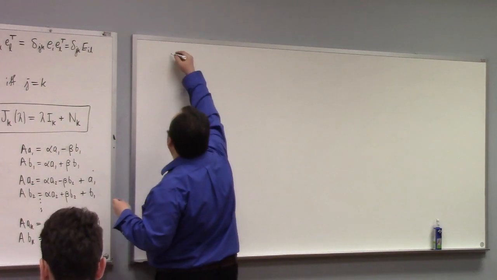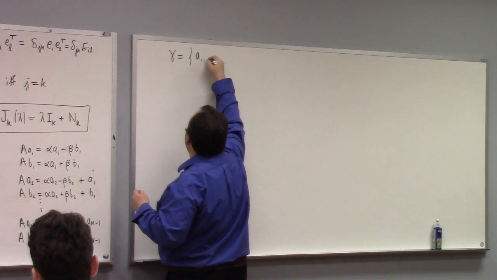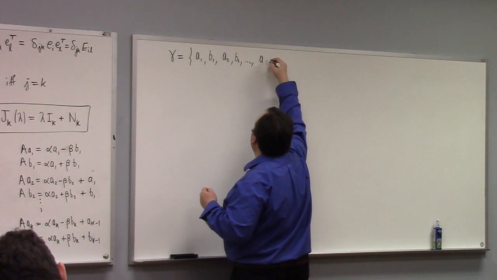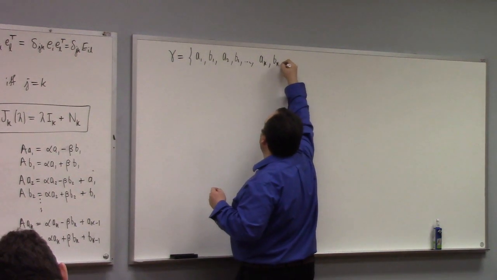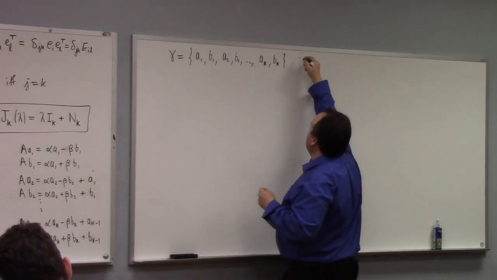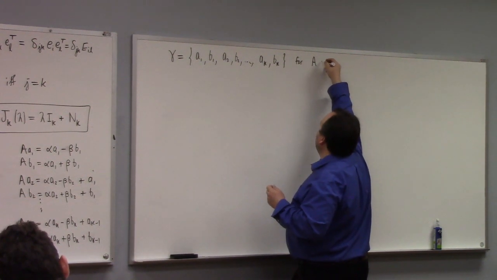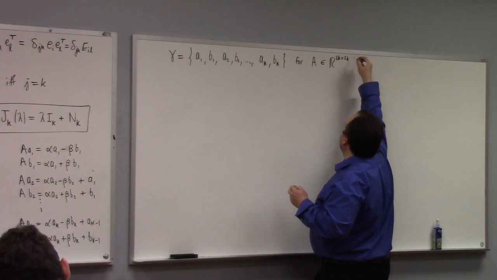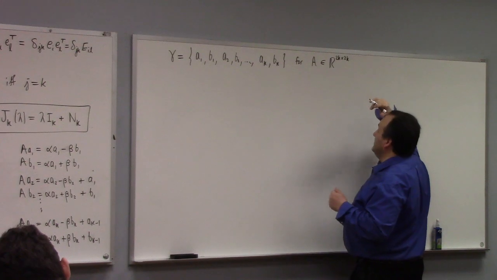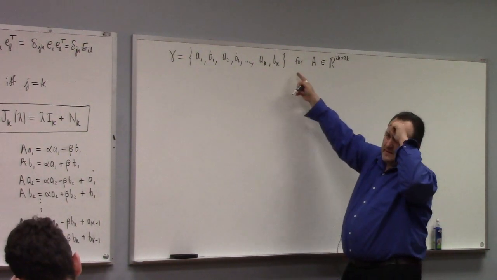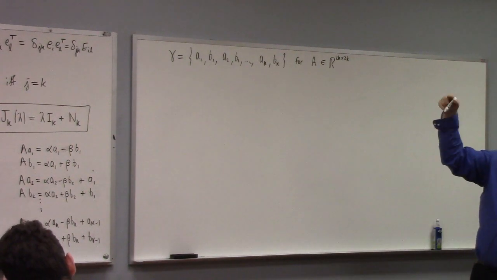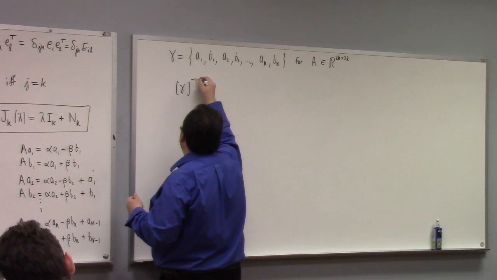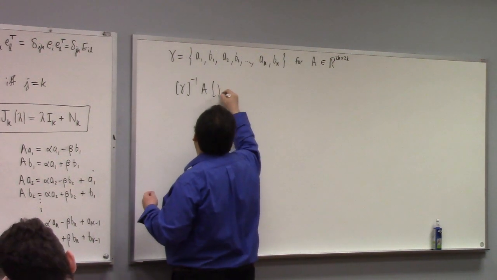So if we let gamma equal A1, B1, A2, B2, up to A K, B K, and suppose that A is a 2K by 2K matrix, and these are the real and imaginary parts of complex generalized eigenvectors, like I've laid out on the middle board, then what we calculate is this right here.